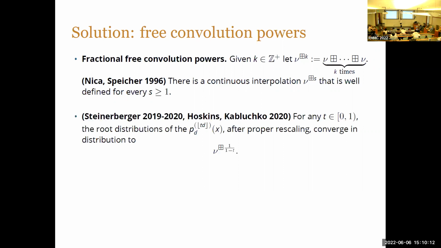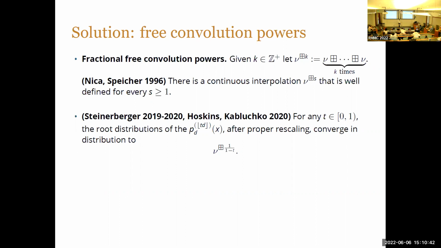Well, so it turns out, and this was informally proven by Steinerberger, who made some assumptions about this evolution in order to set up some partial differential equations. And later this was formalized by Hoskins and Kabluchko. So they showed that for any t between 0 and 1, the asymptotic root distribution of the polynomial that you get after taking t times d derivatives can be described in terms of this fractional free convolution.